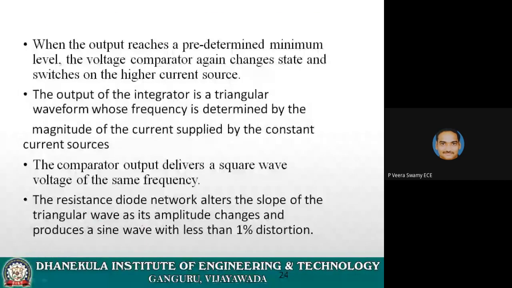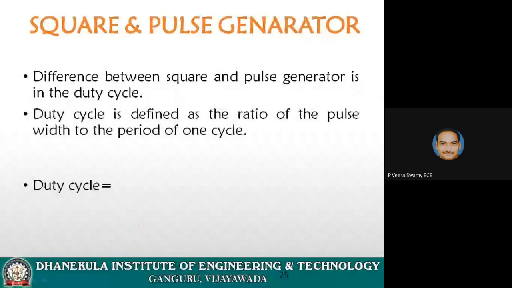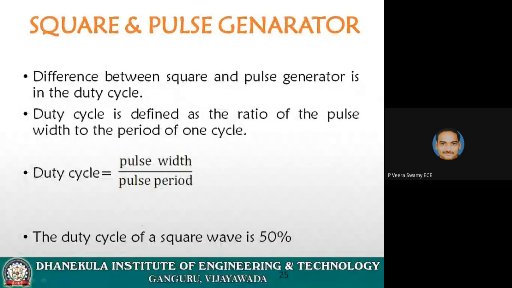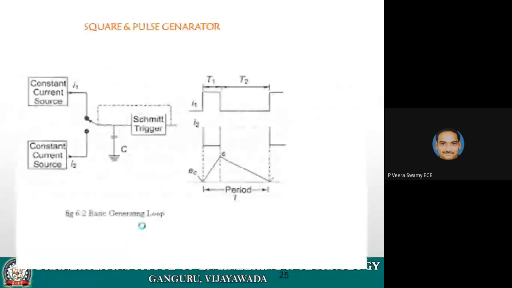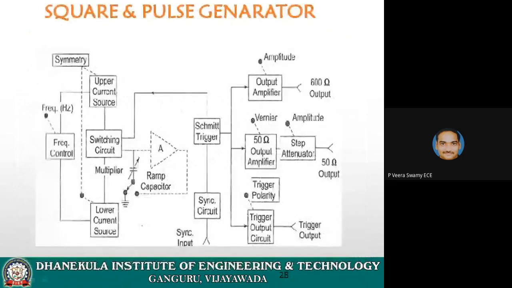Next one, square and pulse generator. This is a simple pulse generator. And this is the somewhat detailed block diagram for square and pulse generation. So this is square and these two are pulse.